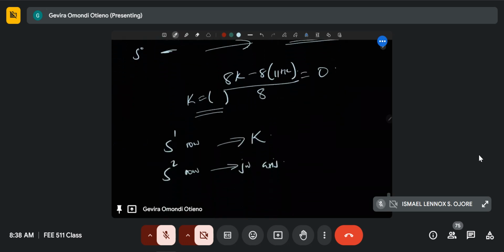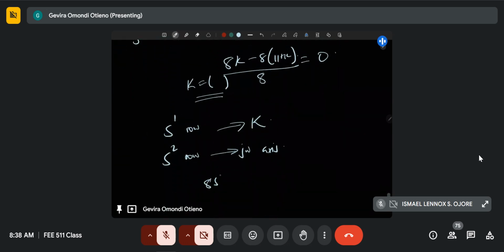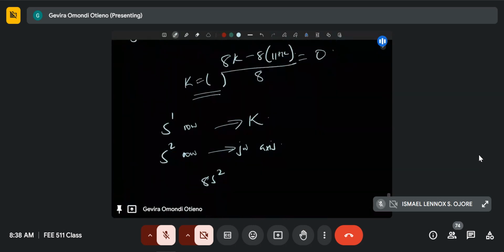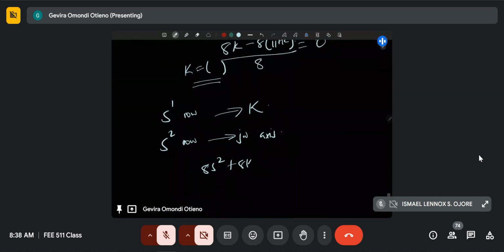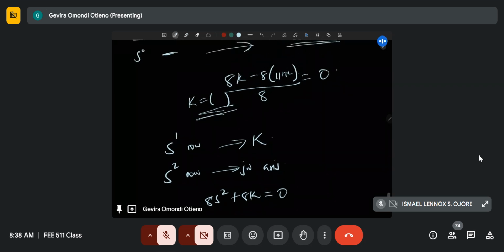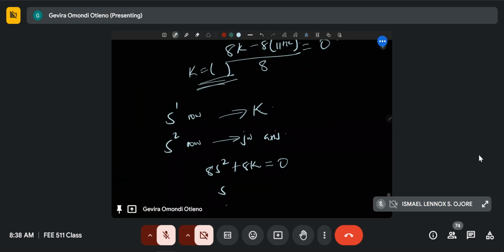So you'll have the row as 8s squared, and then, of course, you skip s to power 1, so we'll have 8k, because s to power 0 is just 1, plus 8k. Then you equate that to 0. But k, you've already obtained from the previous equation. So you can obtain the value of s, and you can see that s is going to be a square root, and a square root is plus or minus any value that you find.